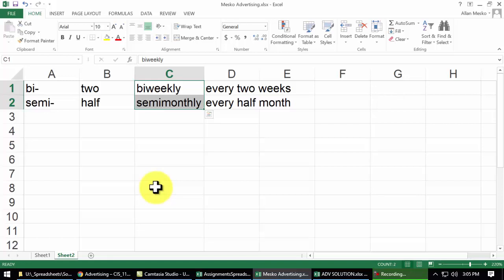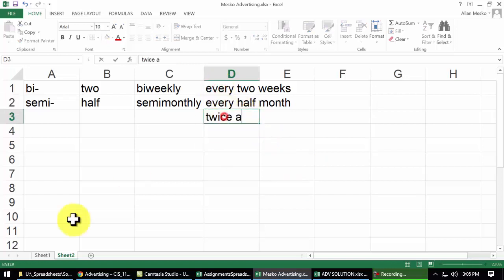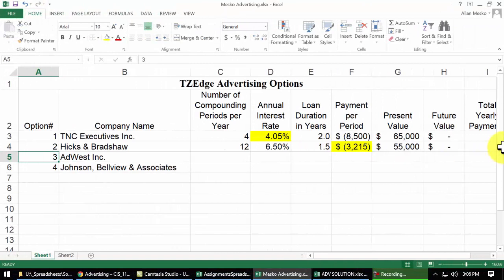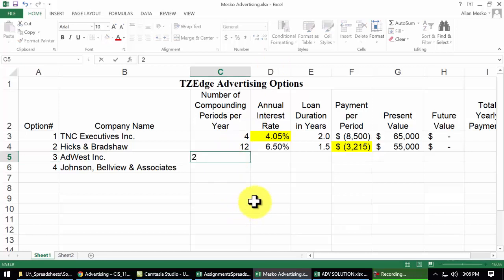Biannual means every 2 years. Semi-annual would be twice a year. So they would say, if you're going to say bi, just say every 2, whatever it is. And here we would say, not every half month, we'd say twice a month. Option 3 says semi-annual payments. So how many is that a year? That's 2 payments a year, isn't it? Every half year, semi-annually.